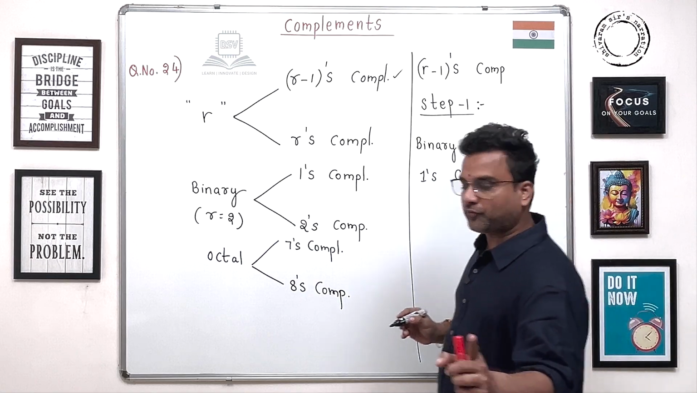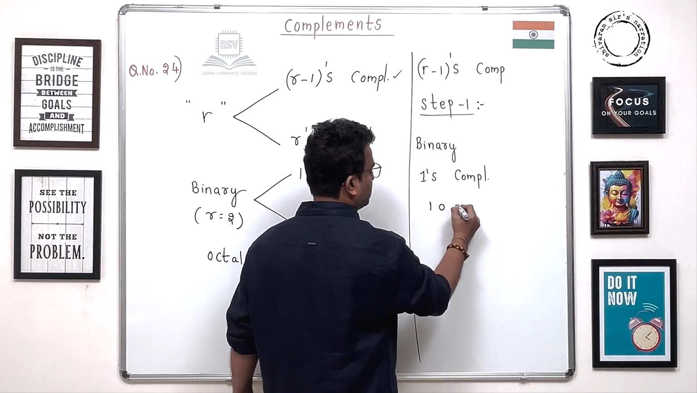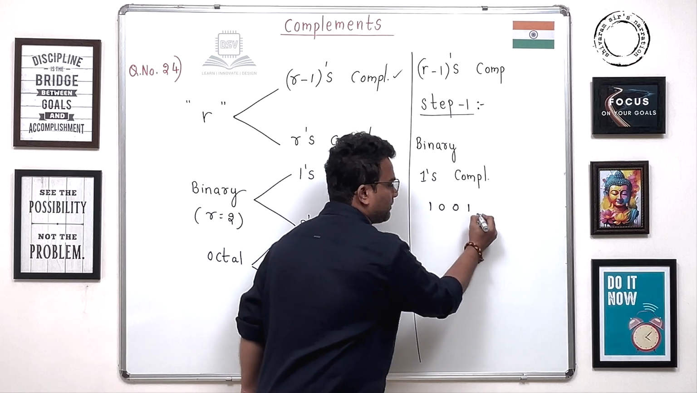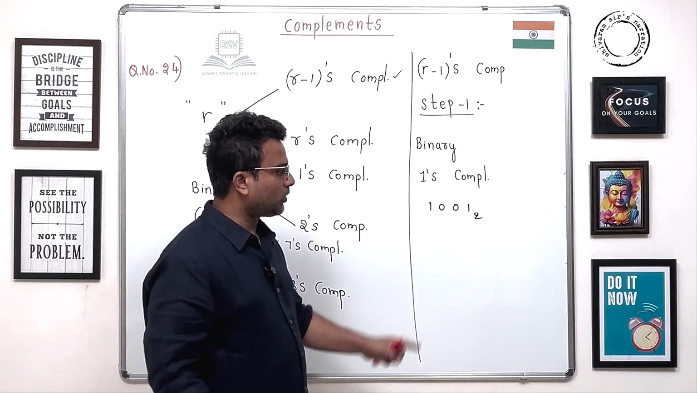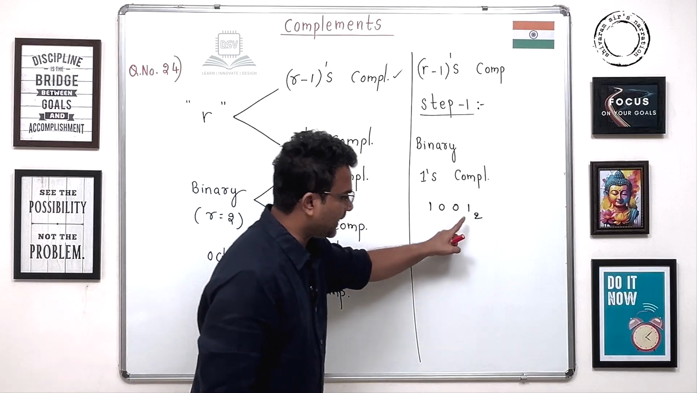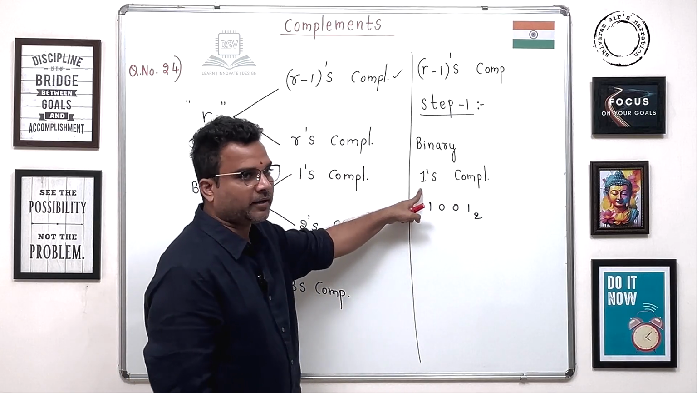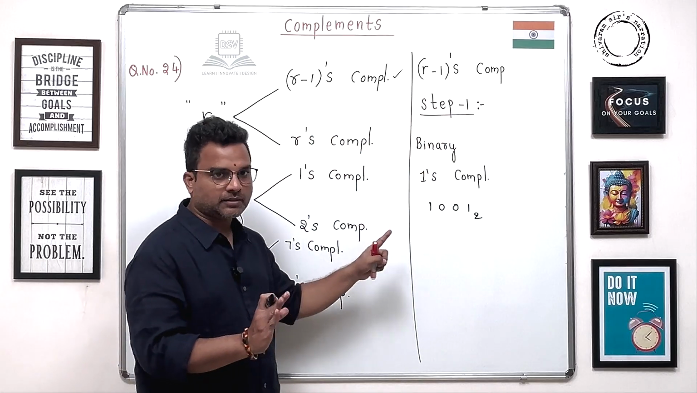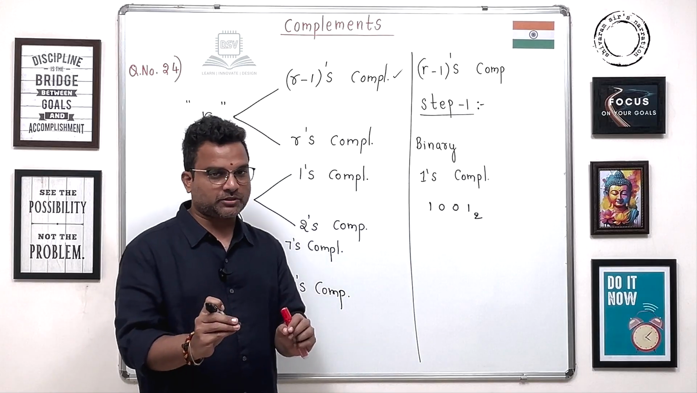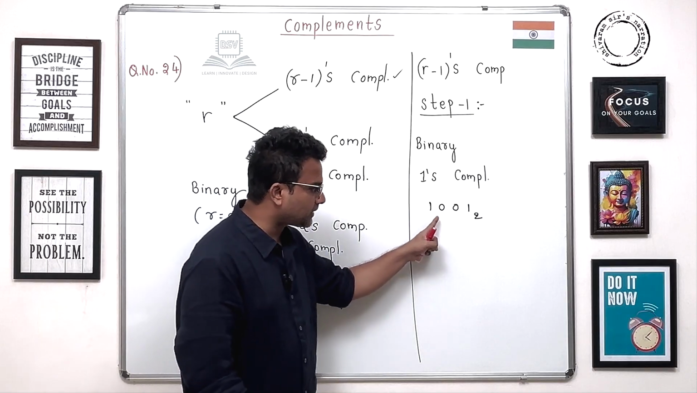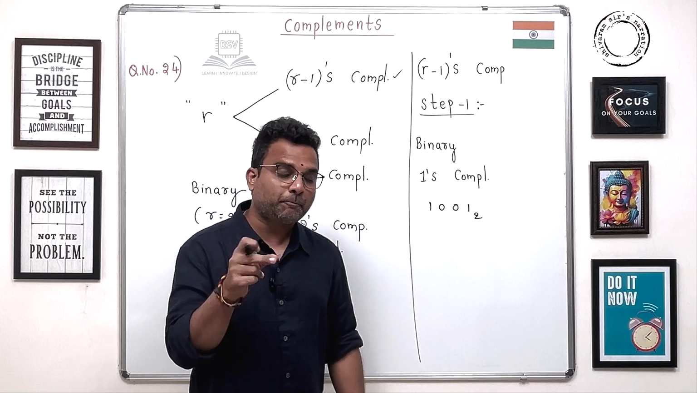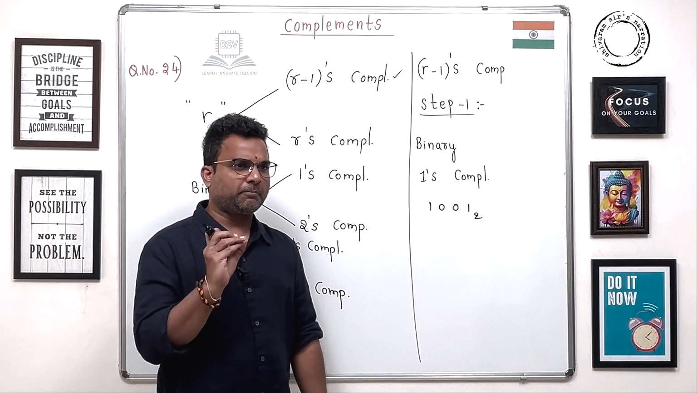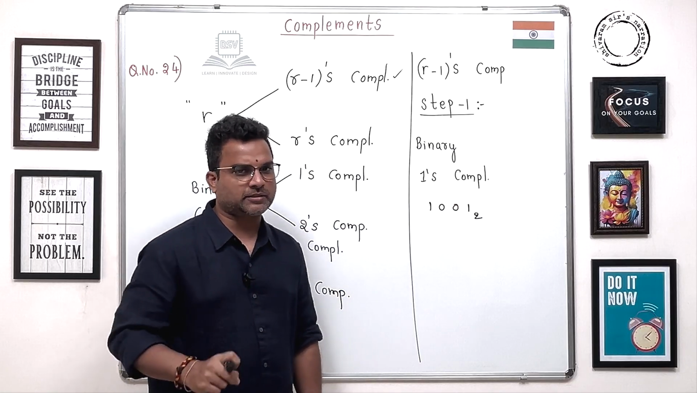Suppose we want to find 1001. For this binary number, base 2, we want to find the 1's complement. If the radix value is 2 and they ask for 1's complement, then obviously it is r minus 1's complement. What is the procedure? You need to subtract this number from the maximum possible value present in the binary number system.